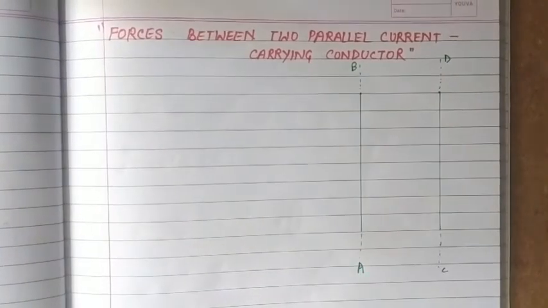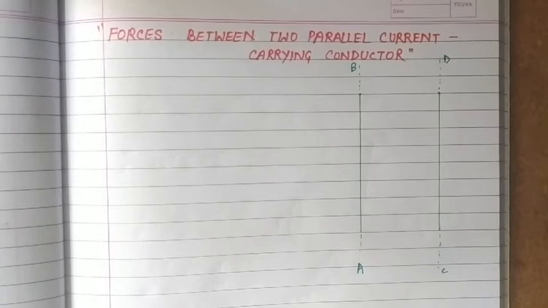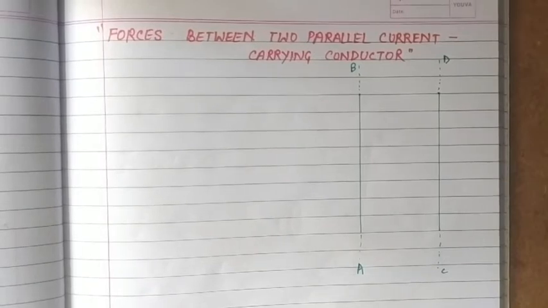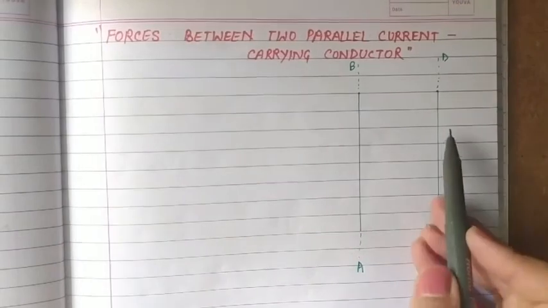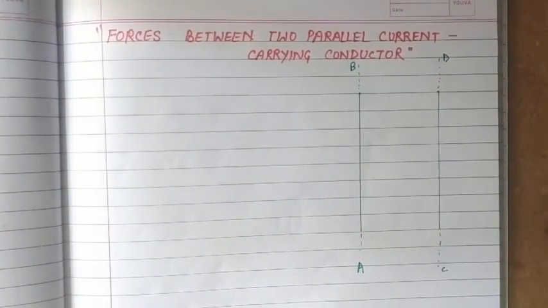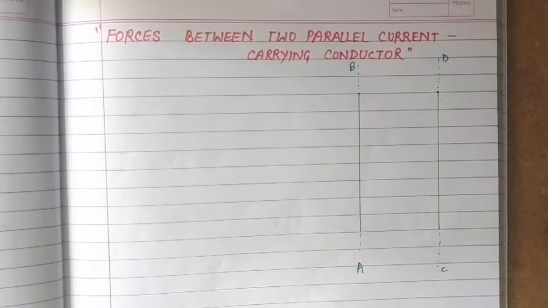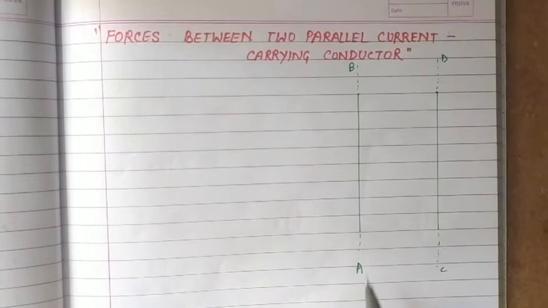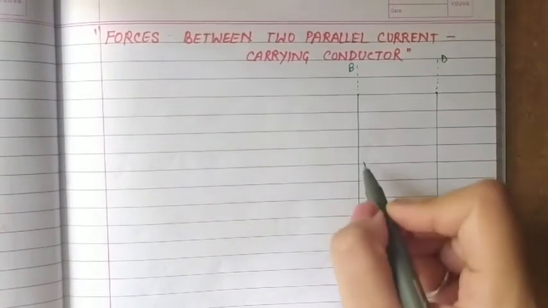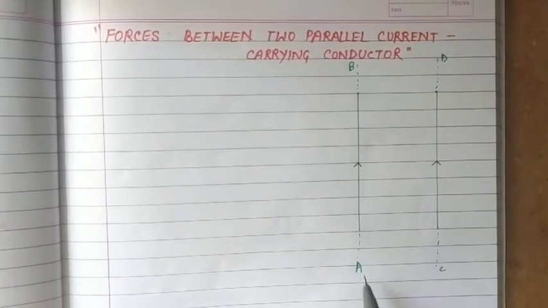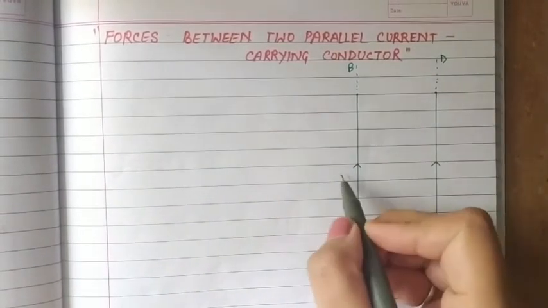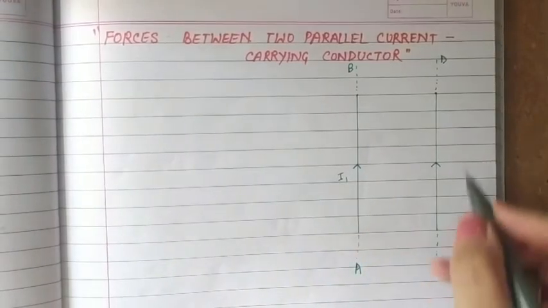Okay, so here in the diagram I have two conductors AB and CD placed parallel to each other and current is flowing through them. Now there are two possibilities: current is flowing in the same direction in both the conductors, and the second possibility is current is flowing in the opposite direction. So first of all, I am taking that current is flowing in the same direction. That means if current is flowing from A to B, then in C to D current will also flow from C to D. Okay, so in A to B, let the current flowing be I1, and in C to D let the current be I2.